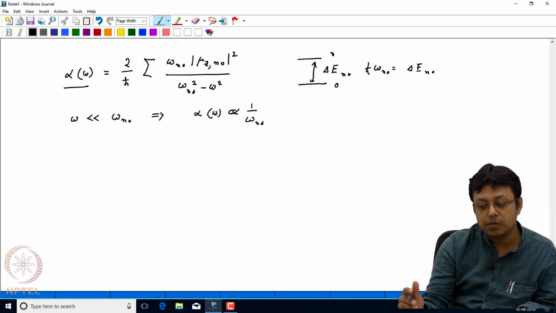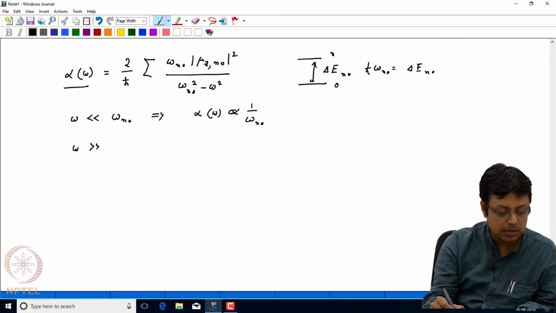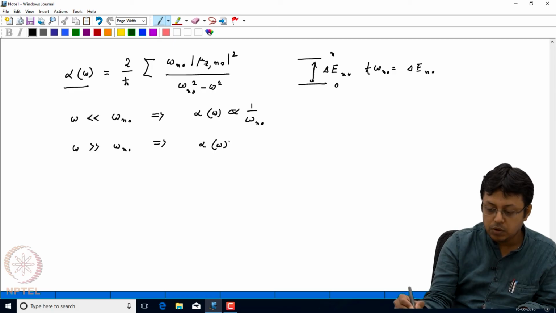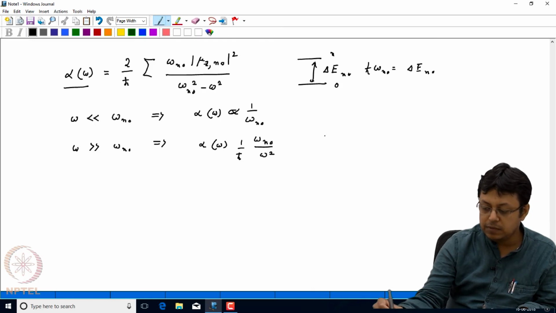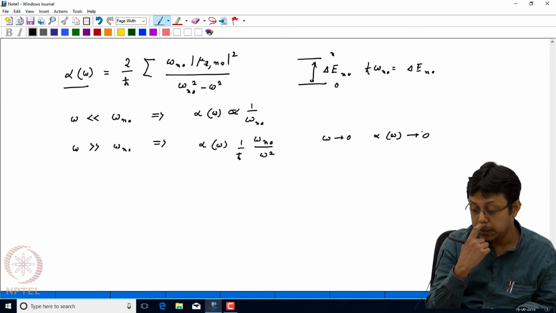So, if I have a very, very high frequency, I will not get any response. However, if I have the other limit, that omega is much higher than omega n 0, then this alpha will be dependent on something like omega n 0 divided by omega square, and then again there is a 1 over h bar. As you can see, if the omega tends to infinity, basically the alpha omega will also tend to 0.